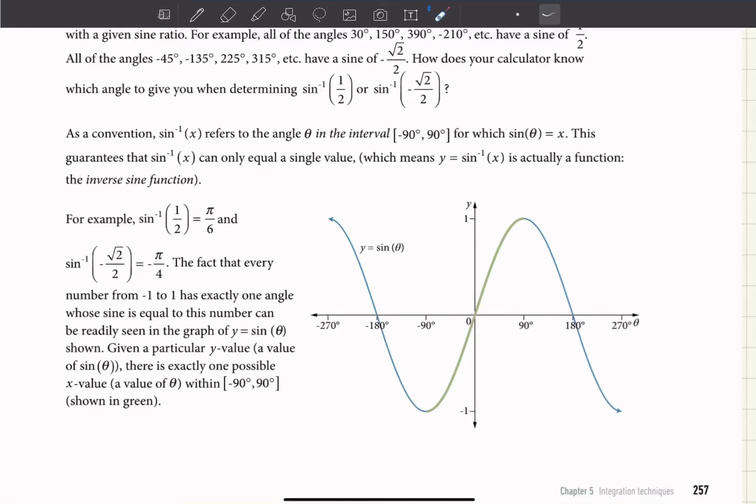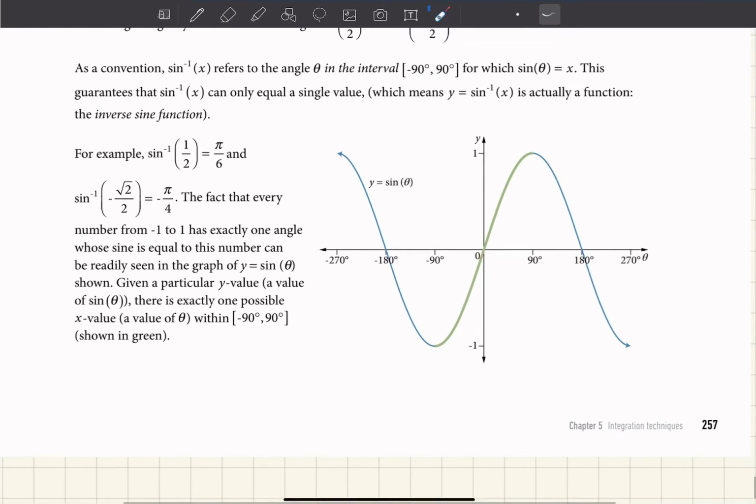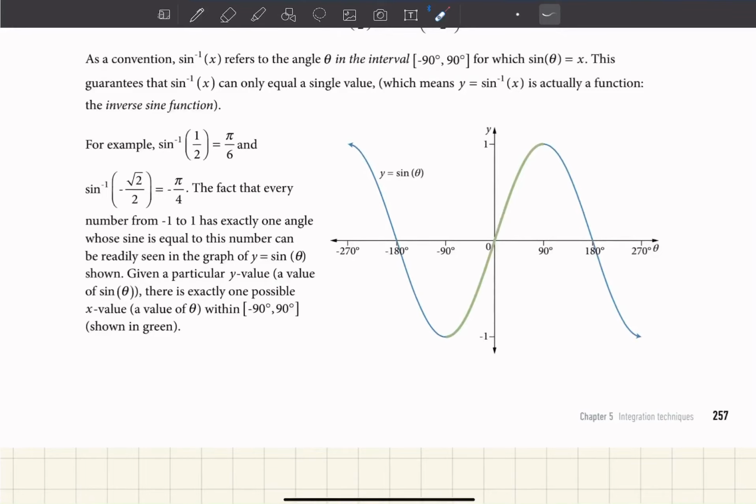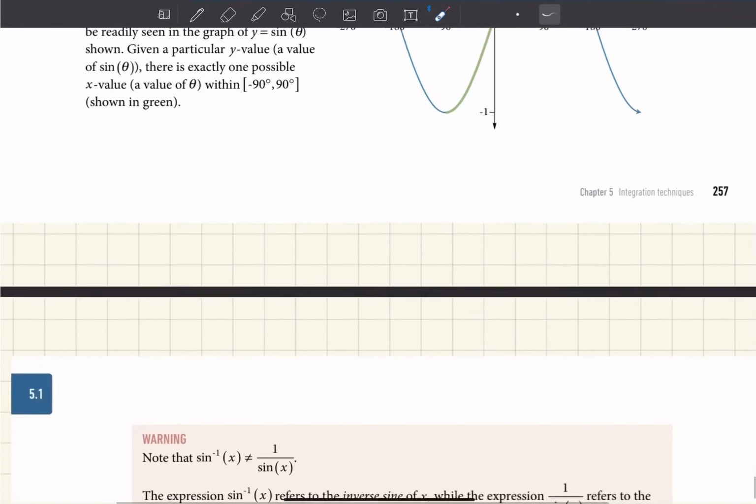Okay, and given a particular y value, there is exactly one possible x value within the domain -90 to 90, which is shown in green. So here, if we look at the blue graph, is that a function? No, it's not, because there are multiple points that have the same y value. But if we look at just this little green section here, then yes, there is a unique x value for each y value. So that could be seen as a function.